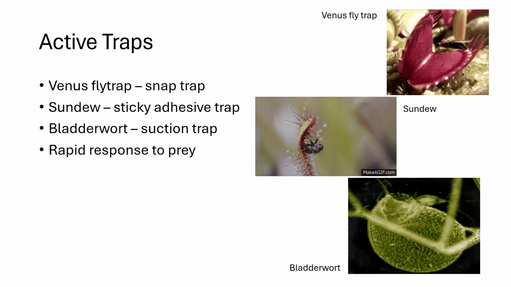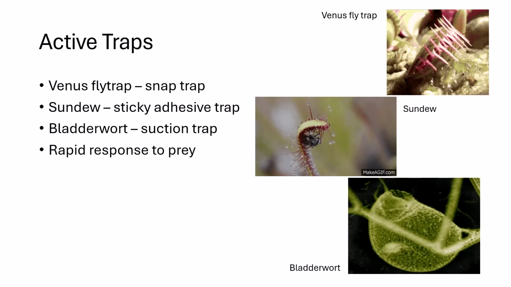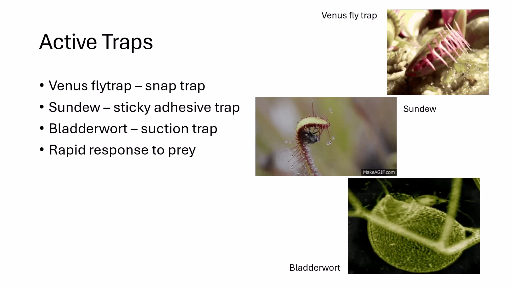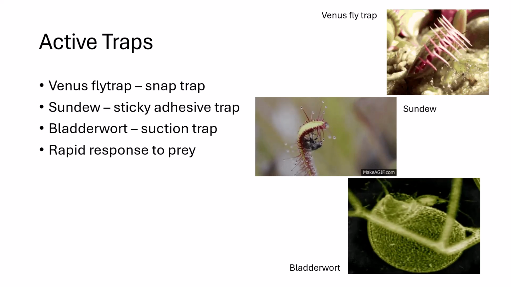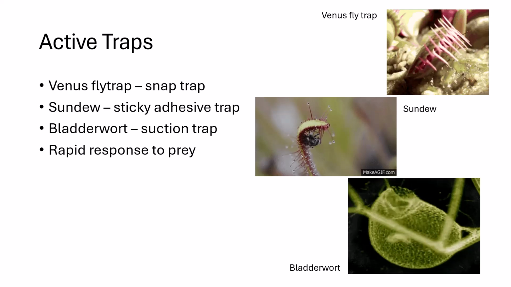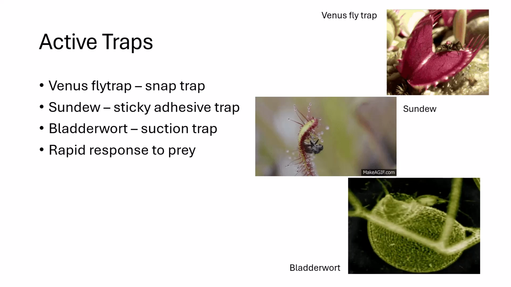These bladders function as suction devices. When small aquatic organisms touch trigger hairs near the opening, the trapdoor opens. Water and prey are rapidly sucked in, and the door closes again in milliseconds. Digestive enzymes then break down the captured organism. These traps are considered active because they involve rapid movement and pressure changes.